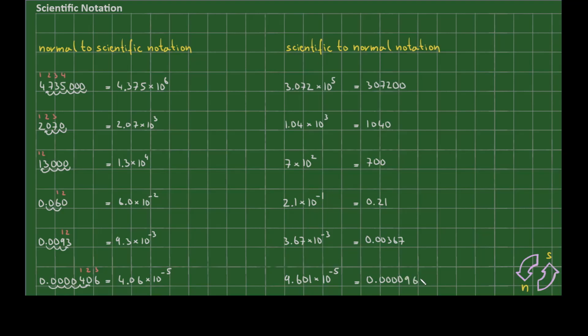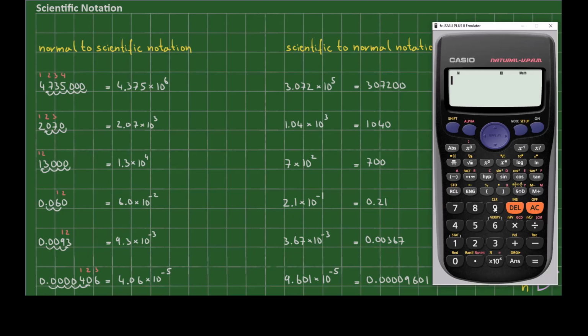9, 6, 0, 1. If all else fails, you can actually use your calculator. Let me quickly demonstrate. So we have 9.601, and then to write the magnitude, I'm going to use this times 10 to the x button. I'm going to press that, and I'm going to tell the calculator that the magnitude is negative 5. Once I press the equal button, it will give me the normal notation.